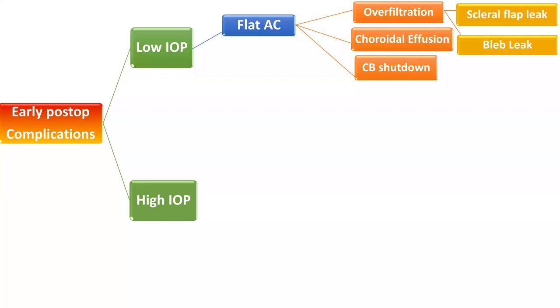So how can you differentiate? You will differentiate by the Seidel test. If there is a scleral flap leak, it will be a negative Seidel test, while if there is a positive Seidel test, then this means that there is a bleb leak. If there is no overfiltration, then the other option could be a choroidal effusion, and this can be diagnosed by the presence of a grayish red reflex and by doing ultrasound, and this should be treated by systemic steroids. And if there is no overfiltration or no choroidal effusion, then by exclusion, it could be a ciliary body shutdown.